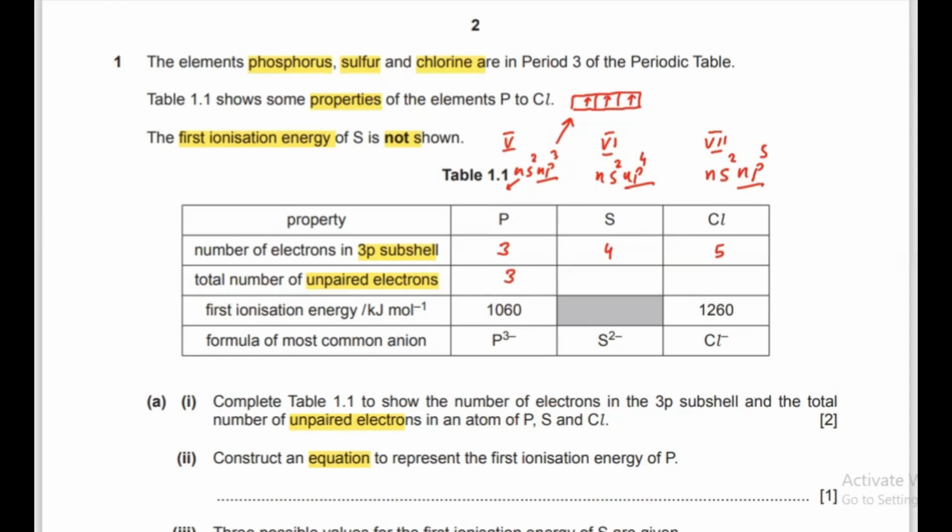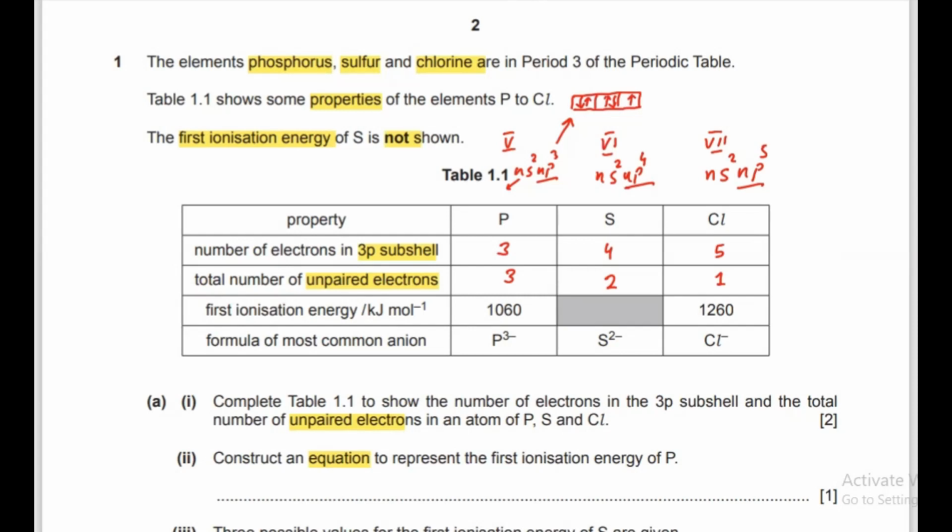If we want to show 4 electrons, then we have to make a pair. Now, if we make a pair, then there must be 2 unpaired electrons. For 5 electrons, you have to make another pair. So there is just 1 unpaired electron in the p subshell of chlorine. Now we have completed the table.